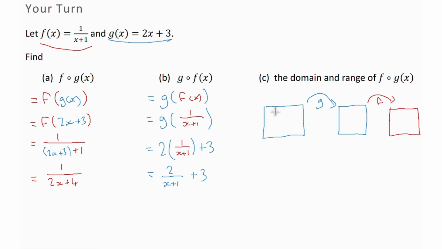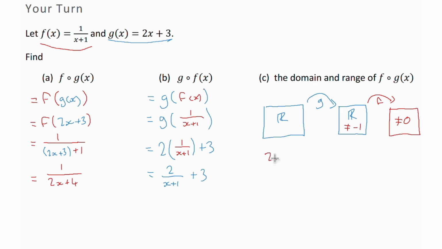So what can we input into g? Well, we can input into g any real number. What can we get out of g? We can get any real number out. Now, what can we input into f? Into f, we can input anything except for -1. What can we get out of f? Anything except for 0. But this except for -1 here has an impact on the domain because we can't get -1 out of g.